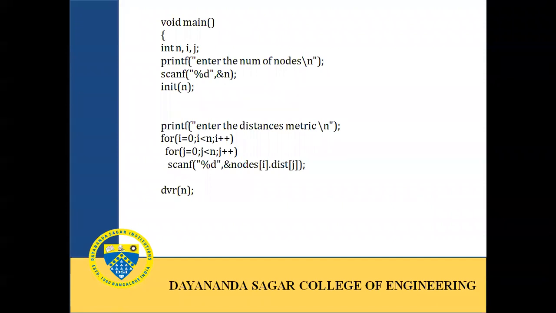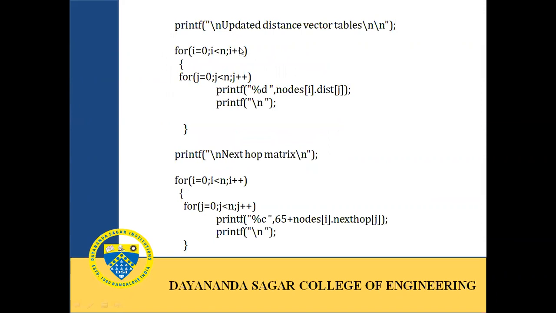Once the distance vector has found the shortest path, we can display the updated tables. So how does the main function work? First, we collect the number of nodes. We initialize the distance and the next hop entries. Then we collect all the distance values from the user. Then we call the distance vector algorithm, which will find the shortest path. And then the updated tables are displayed. Using a simple matrix loop, you can display the distance values and the next hop values.